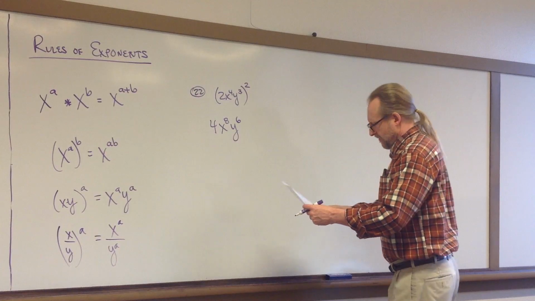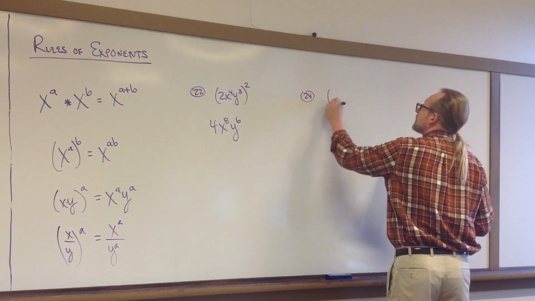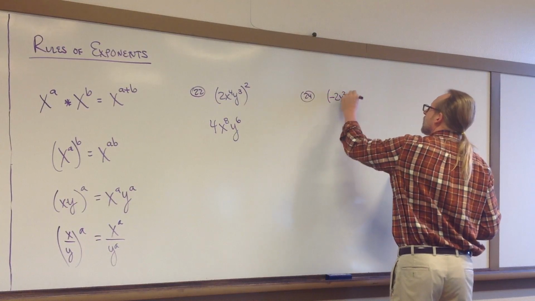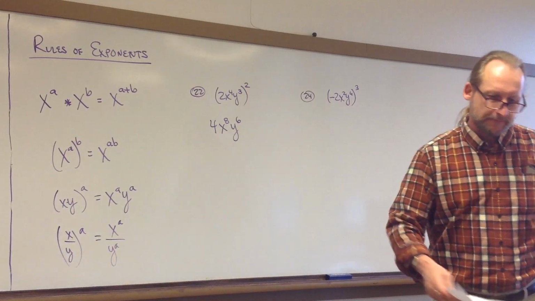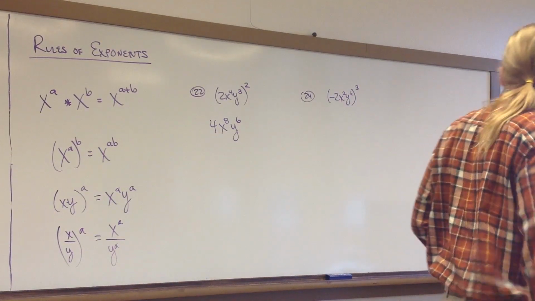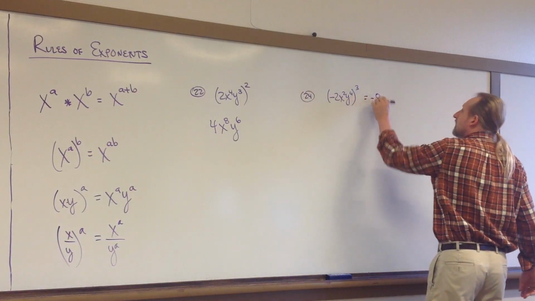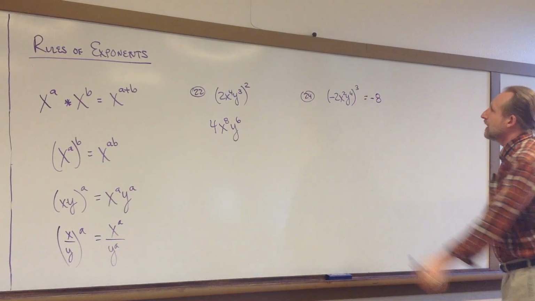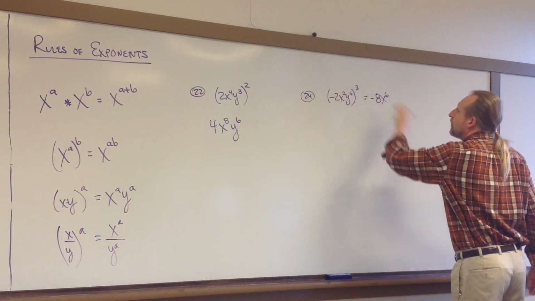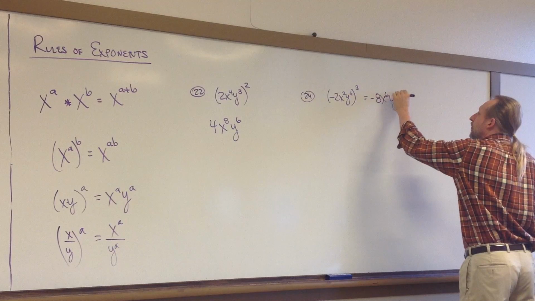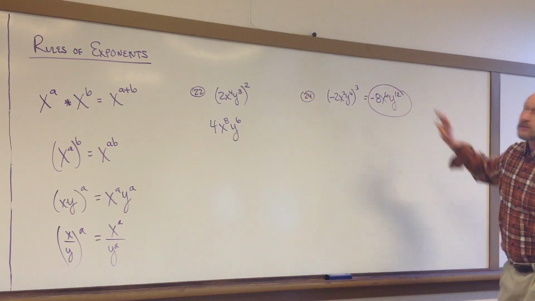All right, problem 24. Negative 2x squared y to the 4th raised to the 3rd power. Okay, negative 2 raised to the 3rd power is negative 8. X squared to the 3rd is x to the 6th. Y to the 4th to the 3rd is y to the 12th. There's our answer. Negative 8, x to the 6th, y to the 12th.